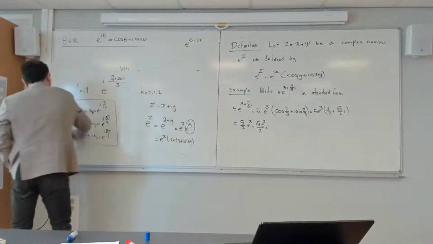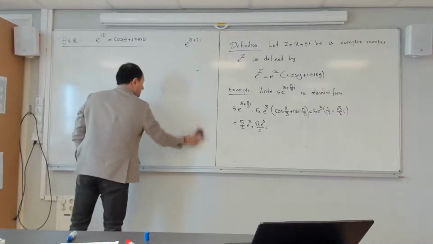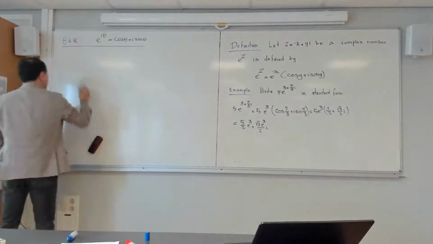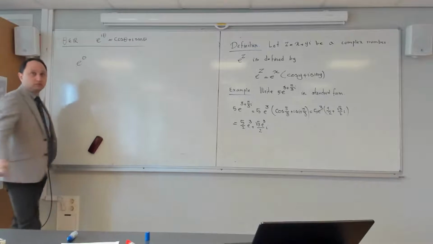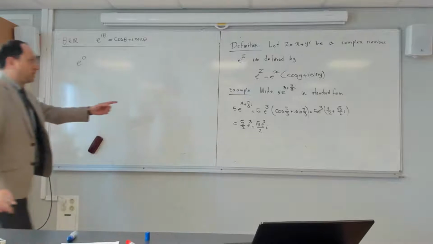But let me start from the beginning. What do you expect? What do you expect if everything goes smoothly? What do you expect for e to power 0 in the complex numbers? Because 0 can also be viewed as a complex number. It is 0 plus 0i, yes? So what do you expect for this to happen? It should be 1. But let us check.